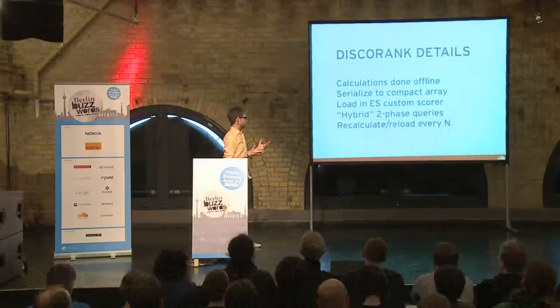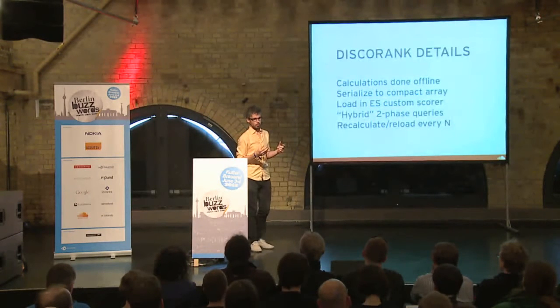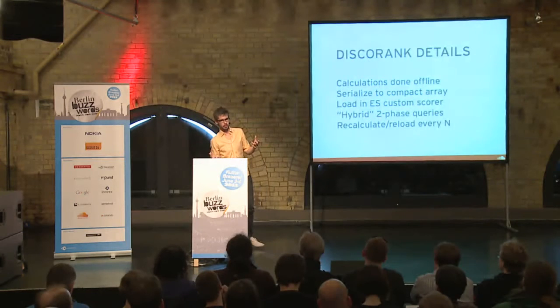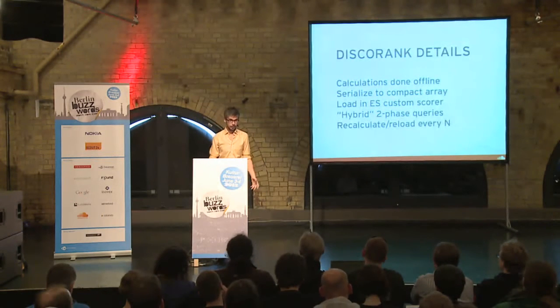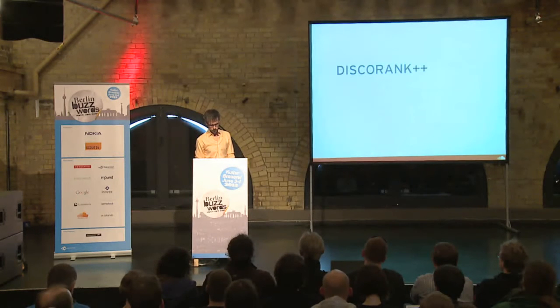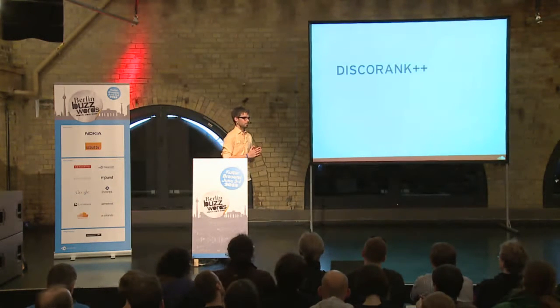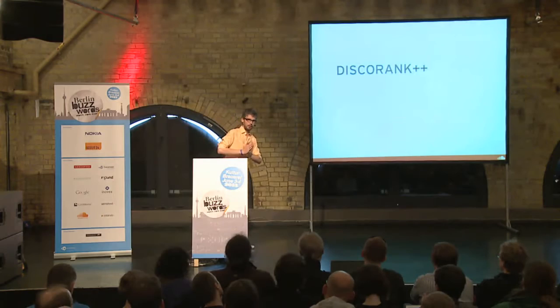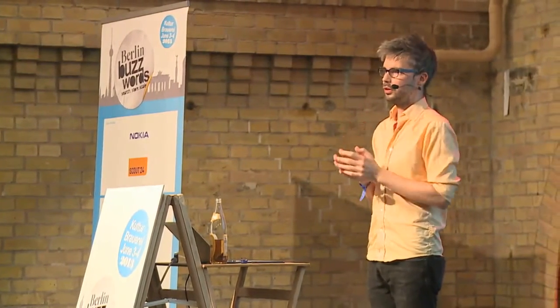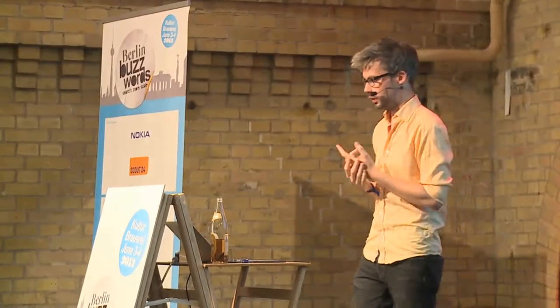So that's how it works at query time, and then in order to keep it fresh, we recalculate and reload this serialized array every, I don't know, couple hours, something like this. And that's okay. Things aren't changing that rapidly. So that's what DiscoRank is in its base form, but it turns out you can use this type of relevance ranking to do other product features, which is pretty neat.